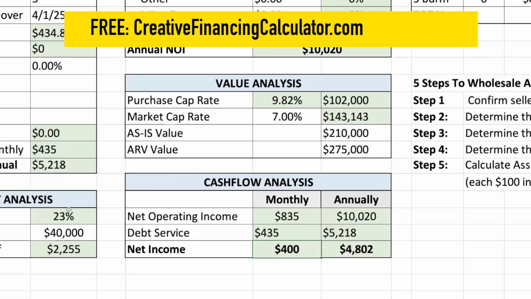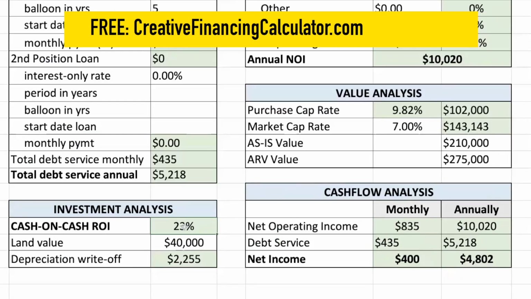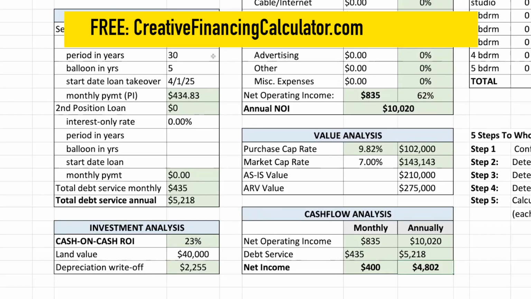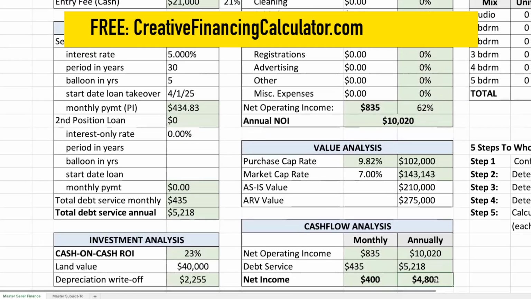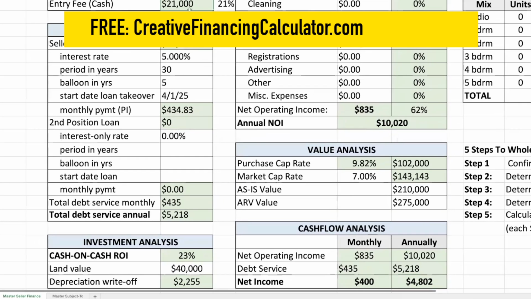So then that means his cash on cash return is 23%. That's way cool, because he's making $4,800 a year on a $21,000 cash investment. Because remember, he put 21,000 down to get into this deal, and he's making $5 grand a year. So that return on his cash investment is what we call cash on cash. Anything double digit is usually attractive.